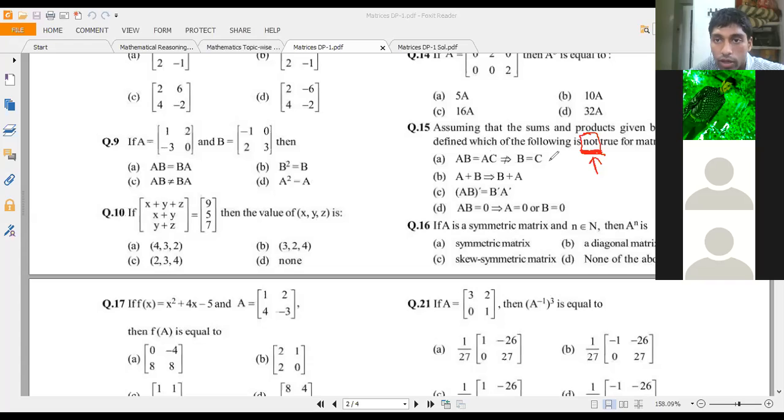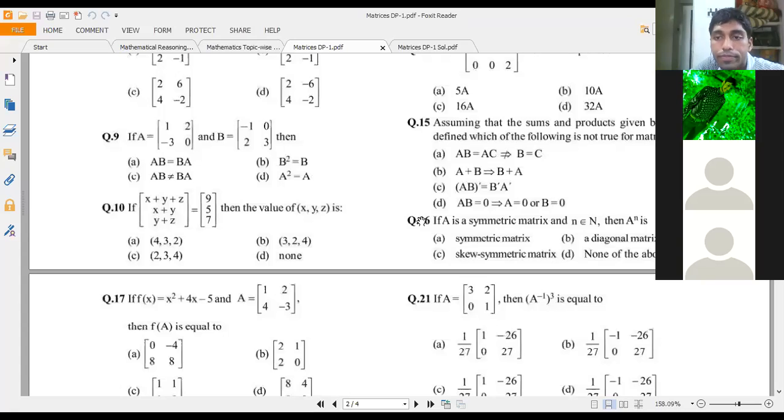AB equal to AC does not imply B equal to C. True. A plus B equal to B plus A, true. AB transpose equal to B transpose A transpose, very true. So definitely this must be false. Now, not true is this. What is the doubt in this, Mayuk? This has nothing to do with the sixth question anyway. A few options are the same, but the last option is incorrect in that question. So you actually don't need to check all three.